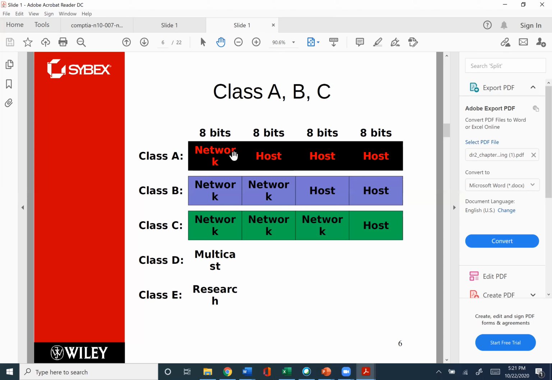So for each network I create in here, it has what? It has 24. So this is 8 and 8, 16, 24. It has 2 to the power 24 in terms of hosts.